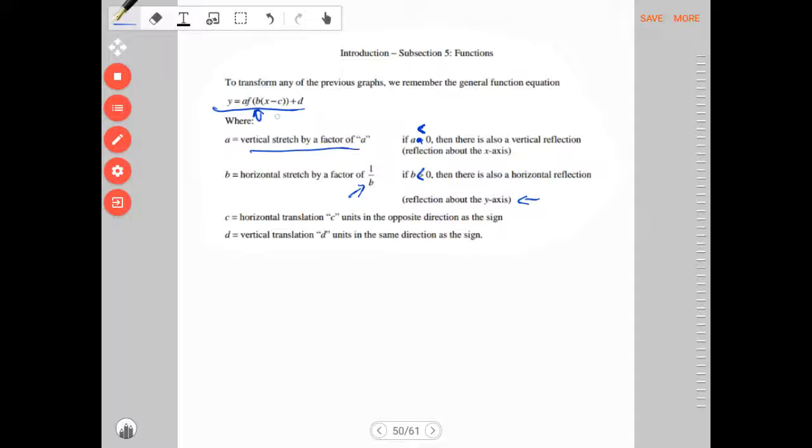Remember c is also directly attached to the x, so that means we use the opposite sign or the opposite direction. And d is indirectly attached to the y, so just like the a, we leave it alone. If it's plus 2, we go 2 units up, the same direction as the sign.